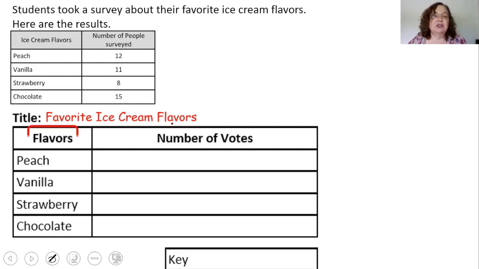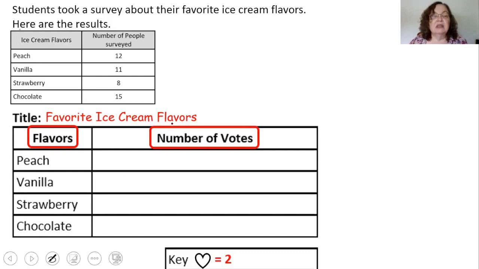Then I have to make sure that I label what flavors we're talking about and the number of votes, because when people look at our graph, they want to be able to understand what you're looking at. But then the most important part is my key. And here I'm saying that the key equals 2. So let's put the data into our chart.